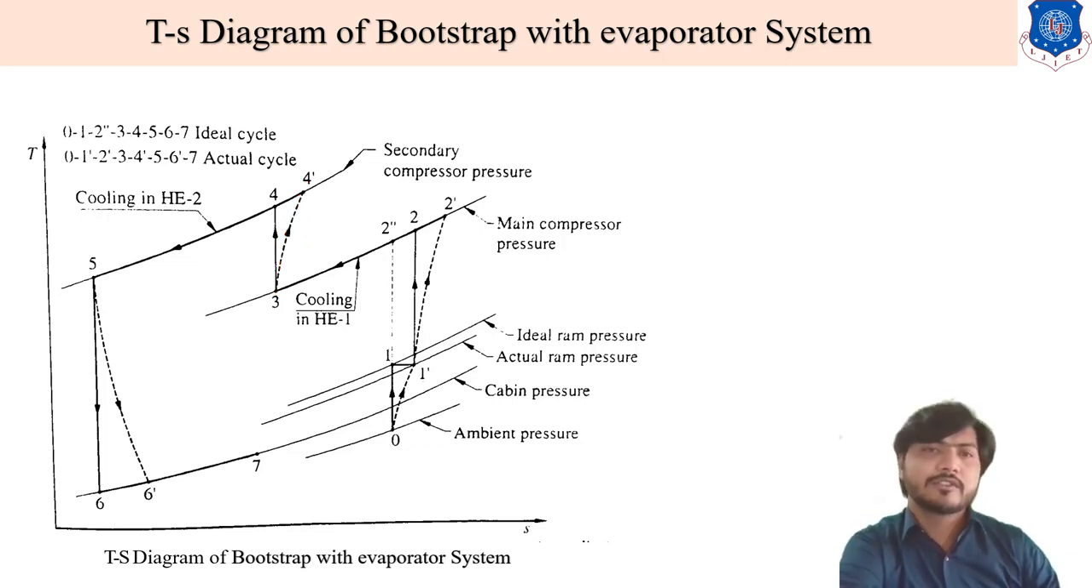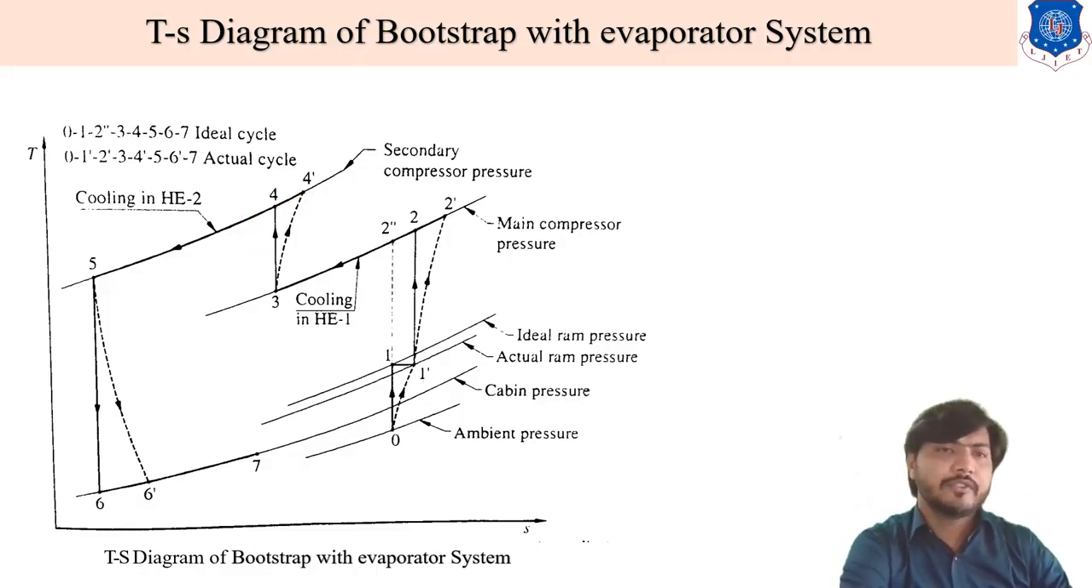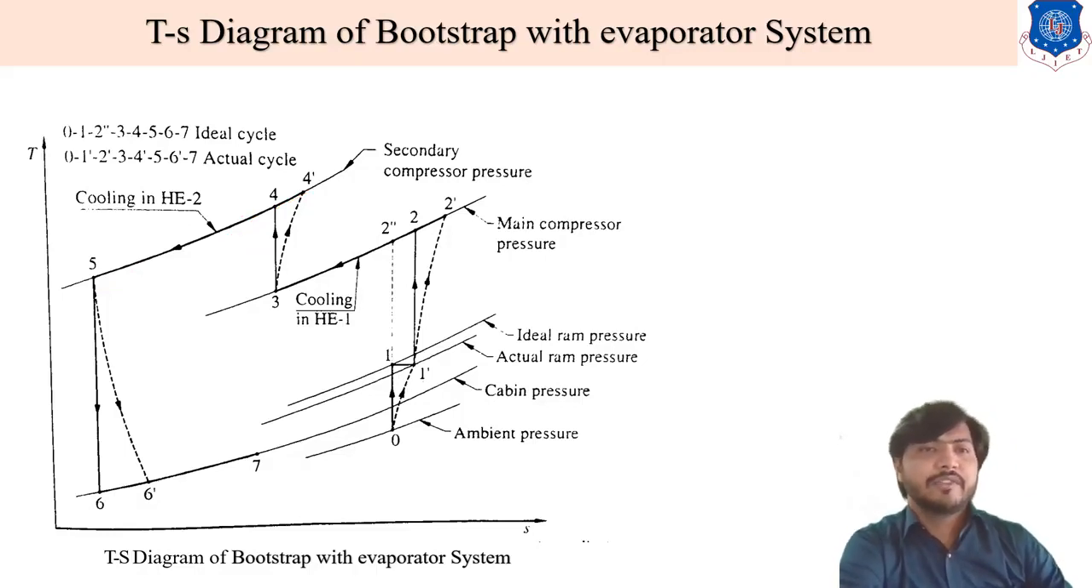Okay. Next, 4' to 5. 4' to 5 is a secondary heat exchanger, and then 5 to 6. But if we use a boot-strap with an evaporator, that's why the 5 point lies here, and this is our 6 point. This is our 6 point, and this is our 7 point. This is our 7', and this is our 8 point.